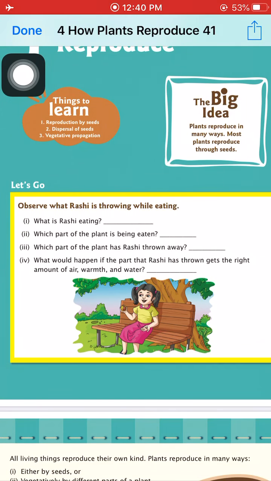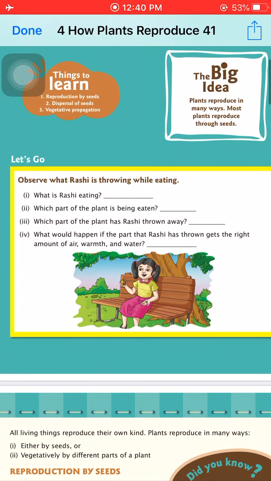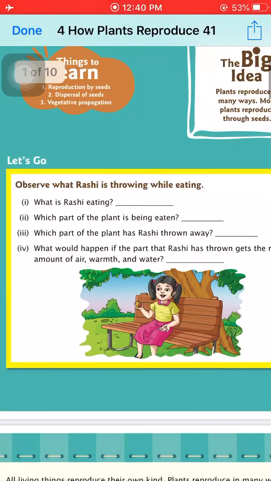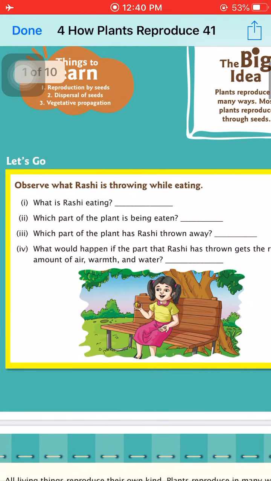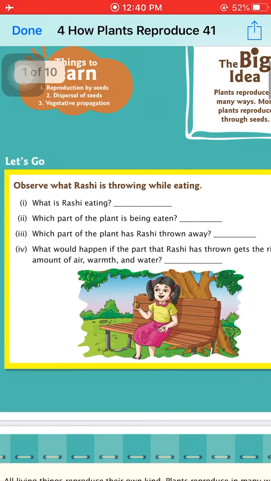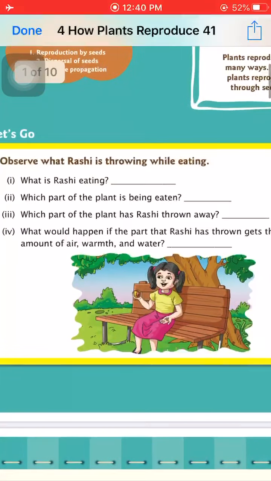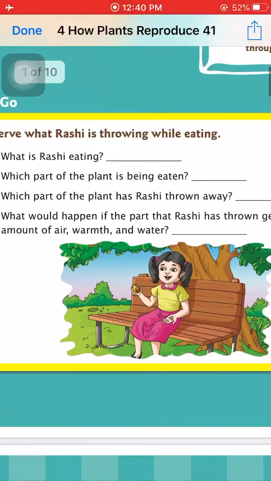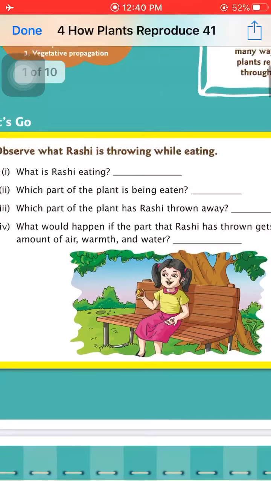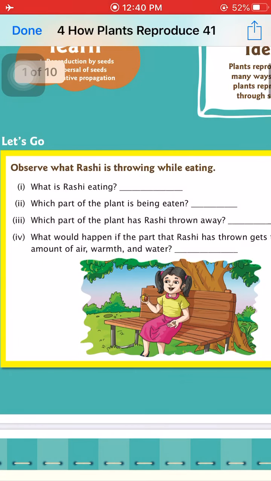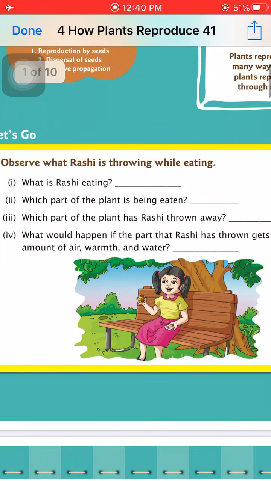Observe what Rashi is throwing while eating. First, what is Rashi eating? If you see, Rashi is eating a fruit. Next, which part of the plant is being eaten? We all know that the fruit is the part of a plant that we eat. Which part of the plant has Rashi thrown away? The seeds are the part of the plant that Rashi throws away, which is present inside the fruit.